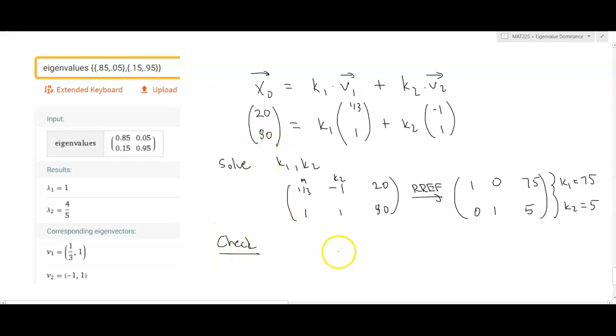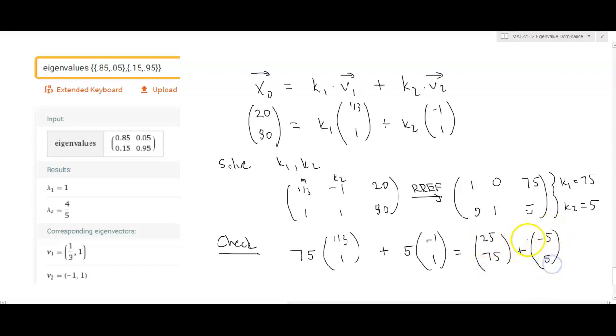So that means that if I take k1, which is 75, times v1, which is 1/3, 1, and I take k2, which is 5, times the -1, 1 vector, and I add these together, 75 times 1/3 is 25, 75 times 1 is 75, plus 5 times -1 is -5, and 5 down here. And now when we add these together, we see that 25 minus 5 is 20, 75 plus 5 is 80. So we have effectively solved for k1 and k2.